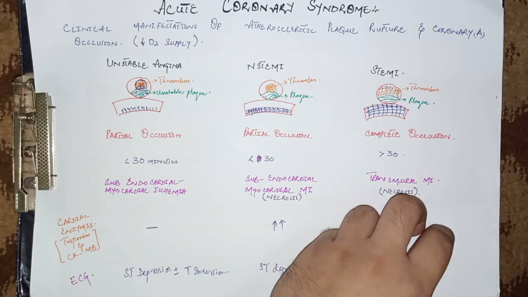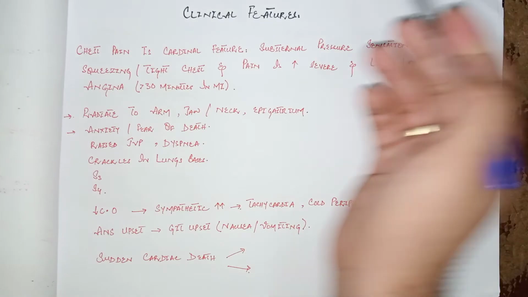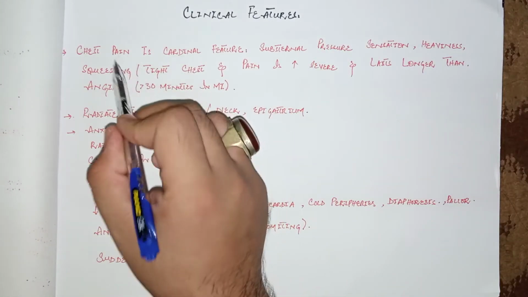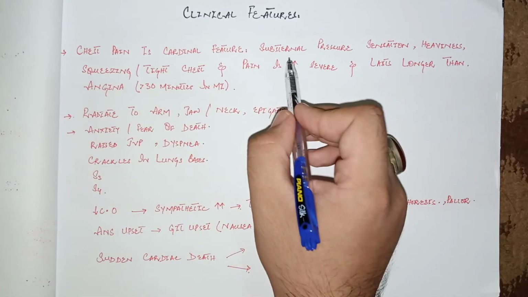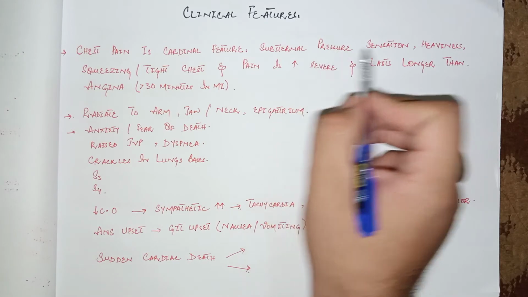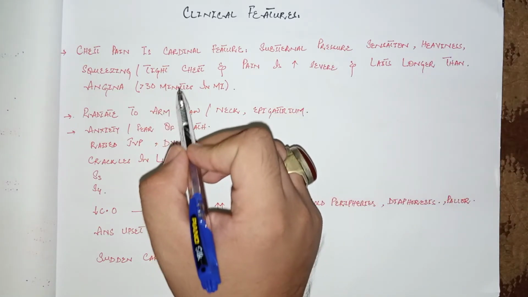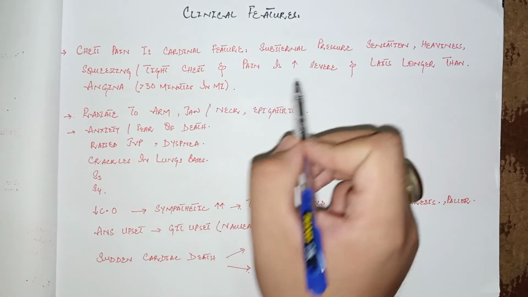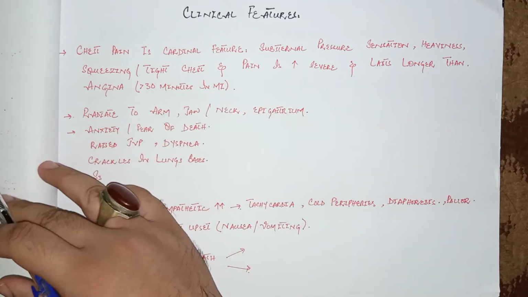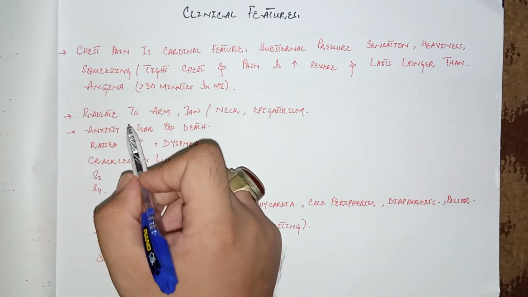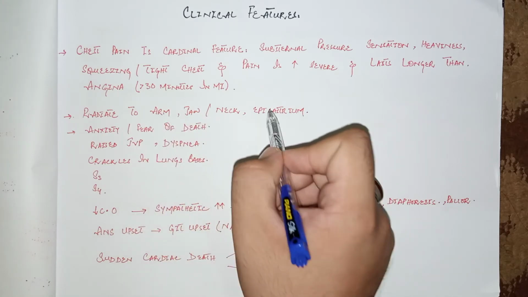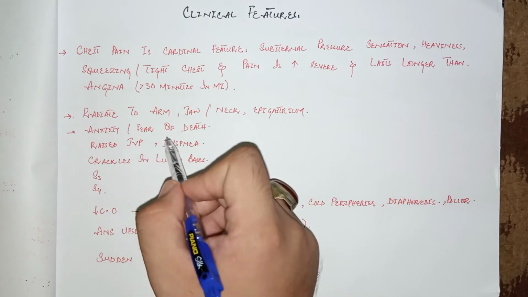Now come to the clinical features of acute coronary syndromes. There is chest pain. It is the most important and cardinal feature. It is basically a substernal pressure sensation, like an elephant sitting on the chest of the patient, with heaviness, squeezing or tightening. And it is more severe and lasts longer than angina, that is more than 30 minutes in case of myocardial infarction. And this pain or substernal pressure radiates to the left arm, jaw or neck, and epigastrium because of the same dermatome. The patient may develop anxiety or fear of being dead.